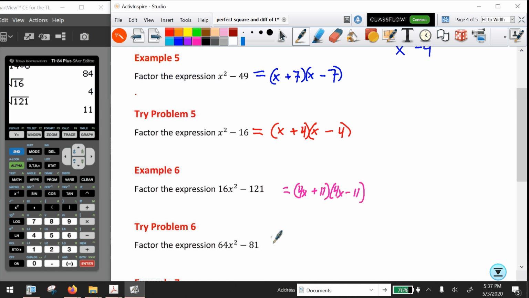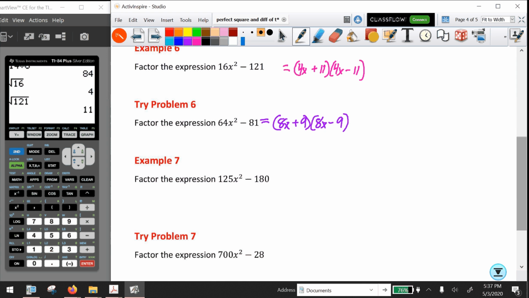Here's another one down here. You could try this now. Pause the video, give it a try. Difference of two squares situation, because you have a perfect square in the first term, a perfect square in the second term, and they're separated by a minus sign. So we're going to factor this by writing out our little framework here of two binomials being multiplied by each other. The square root of 64x squared is 8x. The square root of 81 is 9. And we separate one with a plus and one with a minus. Done.